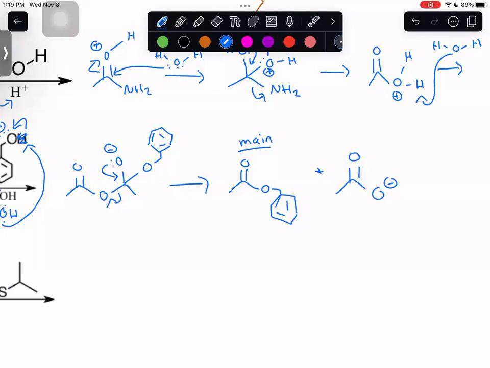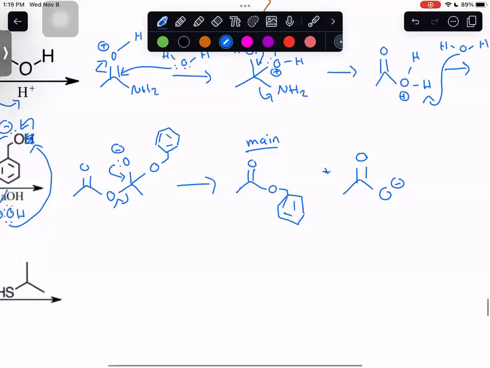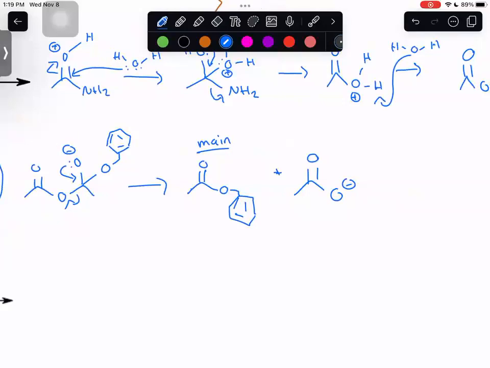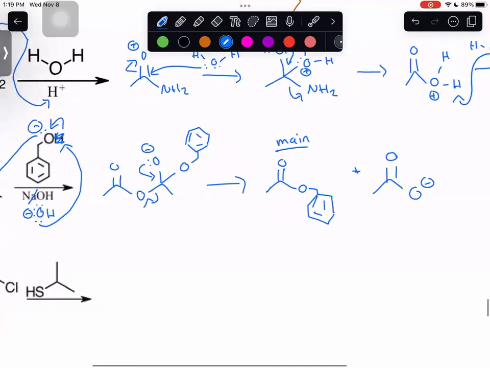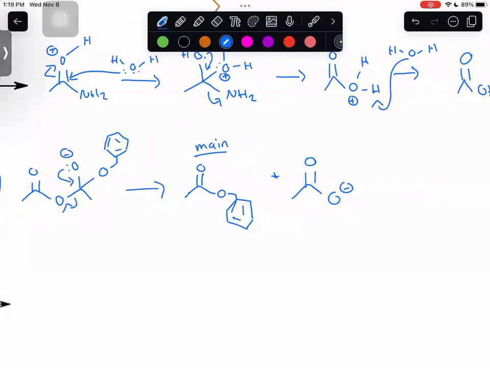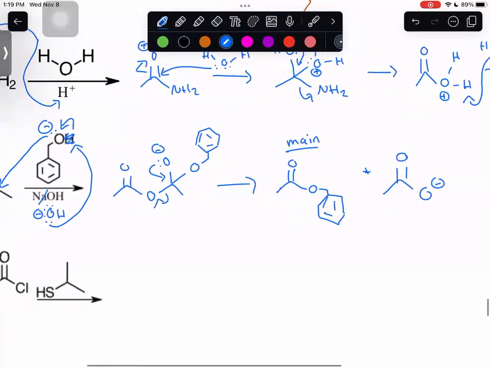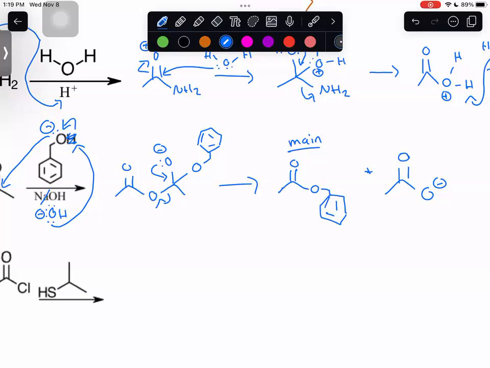Remember, we want everything to be neutral. So for the main product, is the name of it methyl ester benzyl? It would be, I have to write it down. Isn't it a... Oh, you're right. There's a carbon, right? So it should be benzyl methane... oh wait. That's the name of that. Okay, I see. There you go.